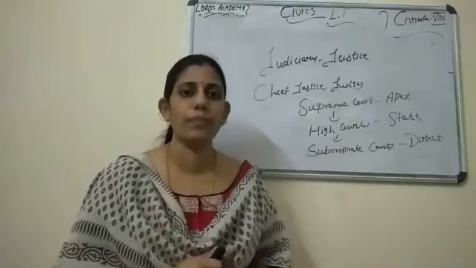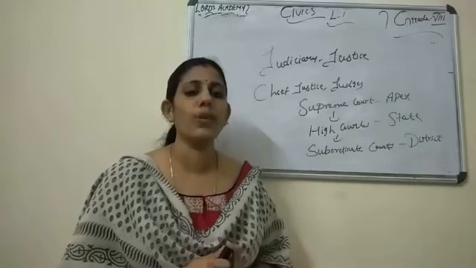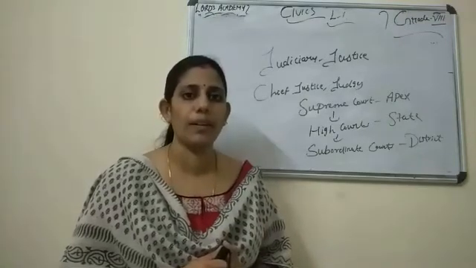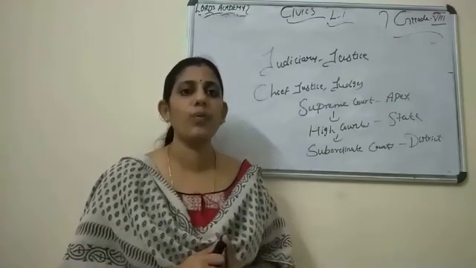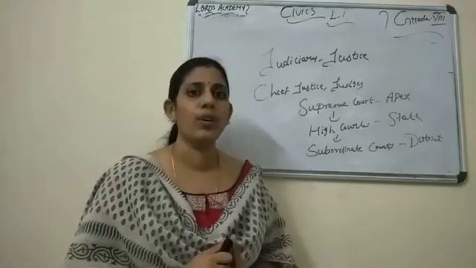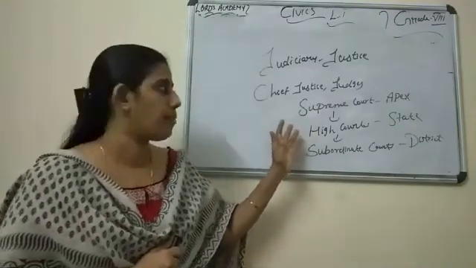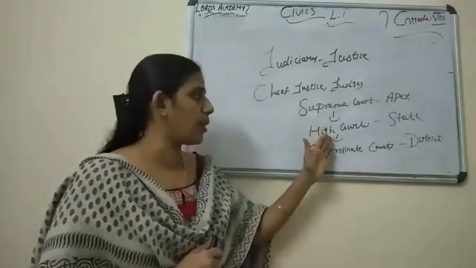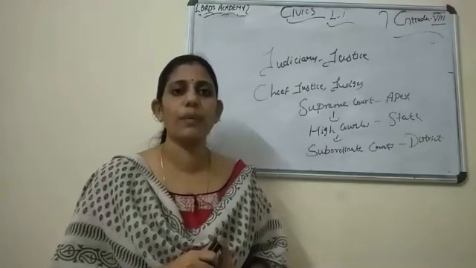Now let's recap the topic. Name the three organs of the government: legislature, executive and judiciary. The legislature has two houses of the parliament, the Lok Sabha and Rajya Sabha. The second one is the executive, that is divided into union executive and state executive. And the last one is the judiciary: the Supreme Court, High Court and the subordinate court. I hope the revision topic is clear to you.